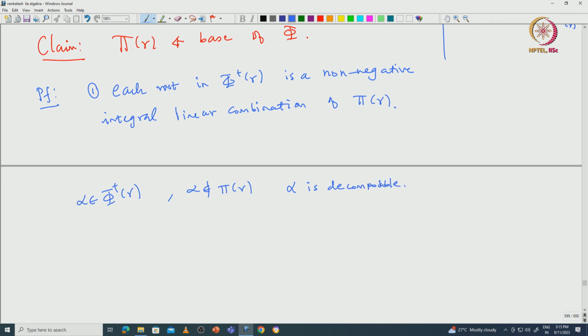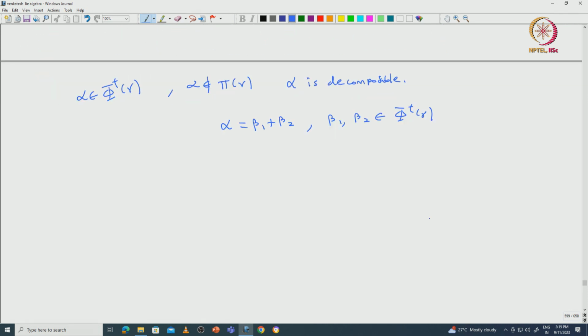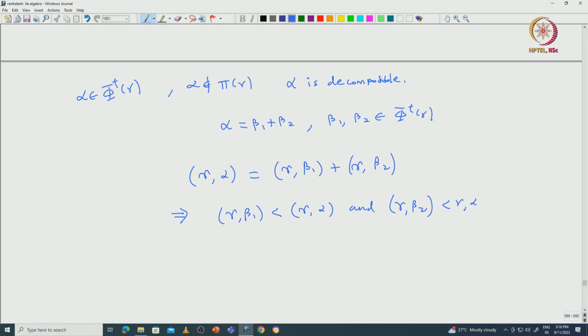Okay. So, you can write alpha as beta 1 plus beta 2, where beta 1 and beta 2 both come from this phi plus of gamma. Now note that if you take the inner product gamma alpha, that must be equal to gamma beta 1 plus gamma beta 2. Since gamma alpha, gamma beta 1, gamma beta 2 are all positive, that implies gamma of beta 1 is smaller than gamma of alpha, and gamma of beta 2 is again smaller than gamma alpha.